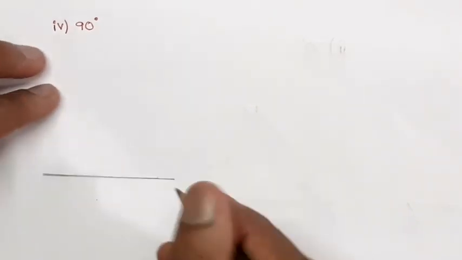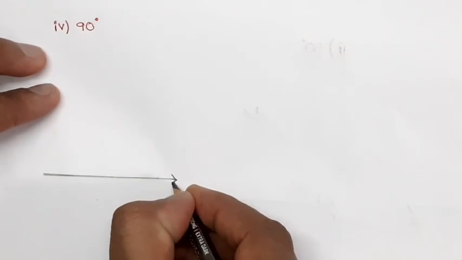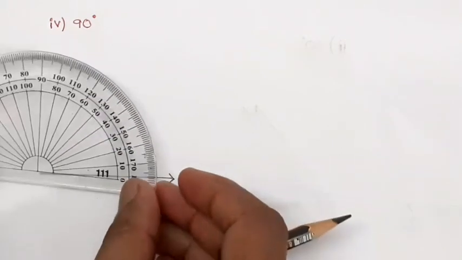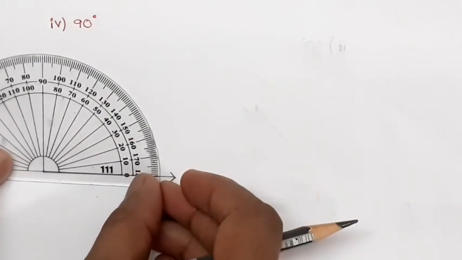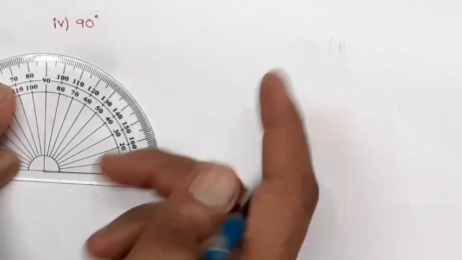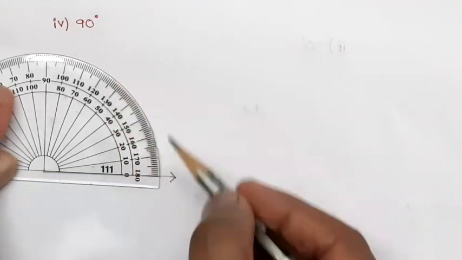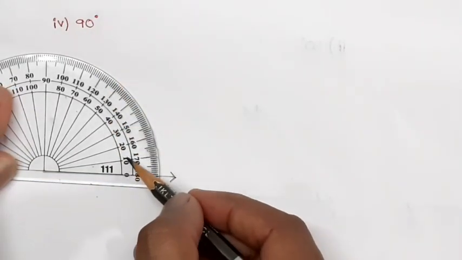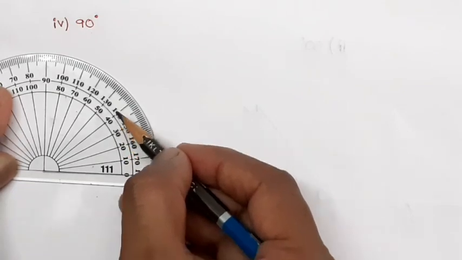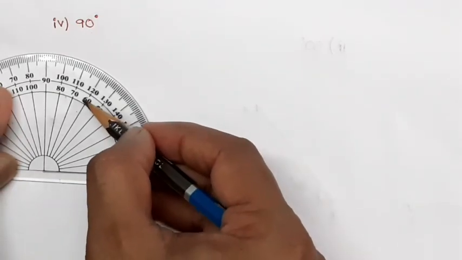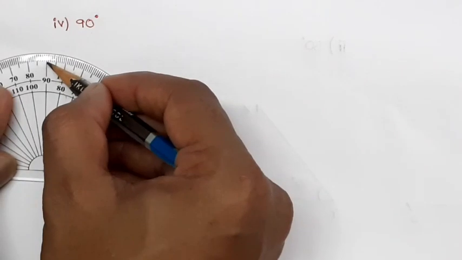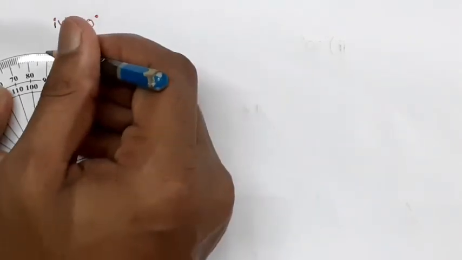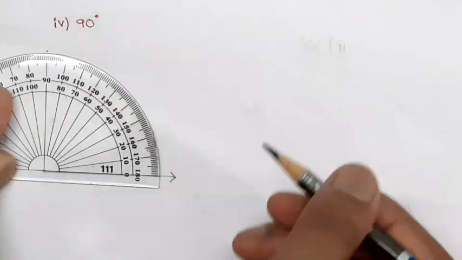So I should take a ray, hence I am taking this ray for the baseline. It can be of any length. Now I am coinciding the center of the base with the end point of the ray, and the given measure is 90 degrees. So inner scale 0, 10, 20, 30, 40, 50, 60, 70, 80, and our 90 is here. Hence I took the point exactly at 90.